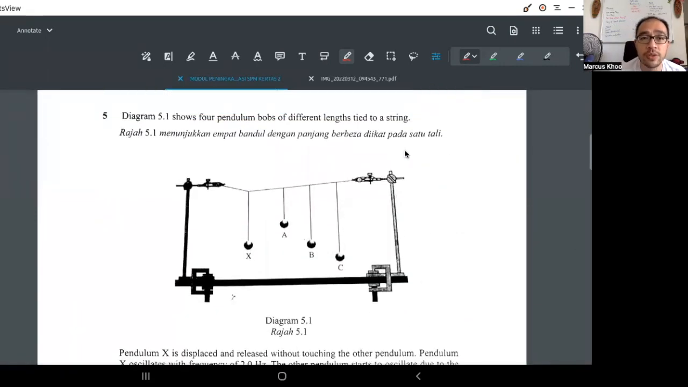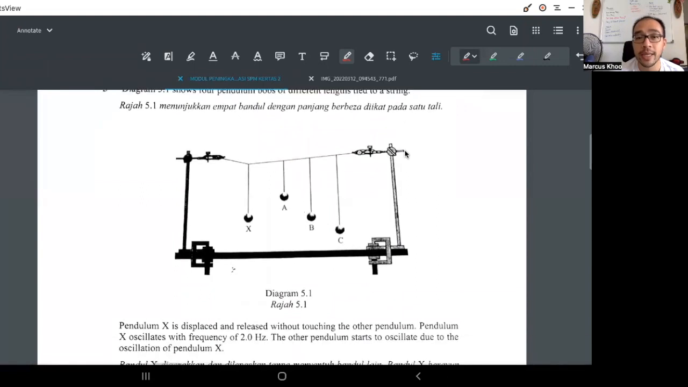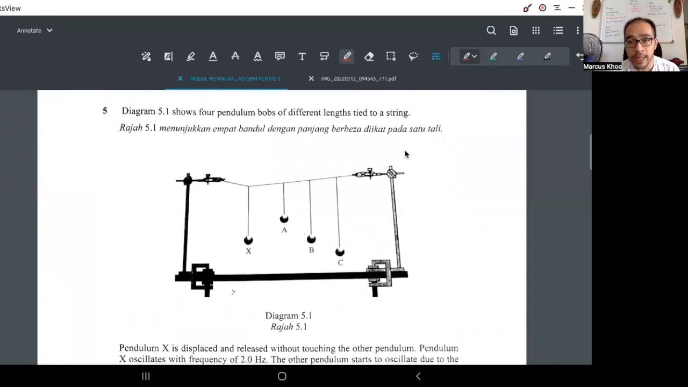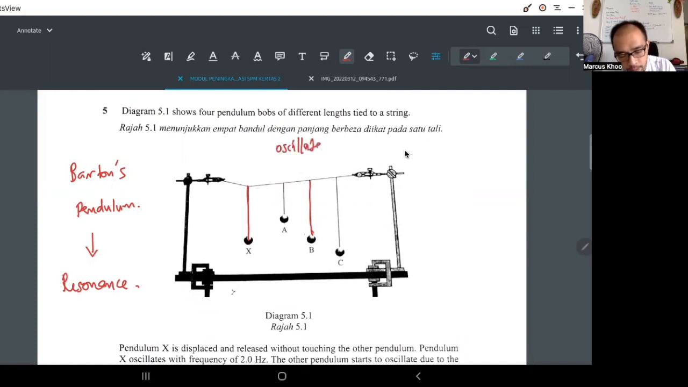Diagram 5.1 shows 4 pendulum bobs of different lengths tied to a string. In case nobody asked, this is called Barton's pendulum. And Barton's pendulum is related to resonance. The easiest way to remember this is that these two, since they are the same length, will oscillate with maximum frequency. B will oscillate with maximum frequency.